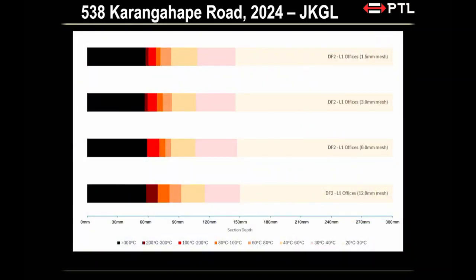you arrive at this particular bar chart over here. So what I'm showing you is different mesh sizes for the numerical analysis. They're all for the same column. The column is 600 by 600, so I'm just showing you half of the column. The 0 is the outer surface. 300 is smack in the middle of the column.